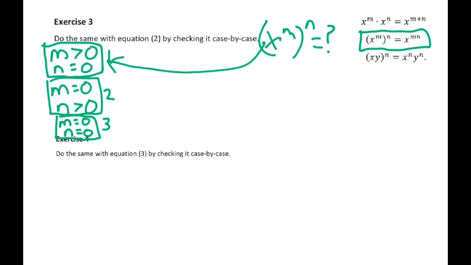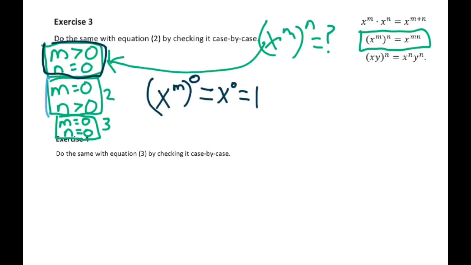Alright, hopefully now that you gave it a shot, let's run through these. Let's start with m is greater than 0, n is equal to 0. So x to the m, a number greater than 0, and in this case, n is equal to 0. What is this equal to? Well, it's equal to x to the m times 0 power. Anything times 0 is 0, right? And we know that anything to the 0 power equals 1. So that is equal to 1.